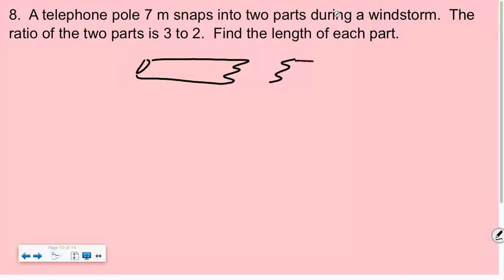Here's my telephone pole. Here's the dead wires here. Careful not to touch them. I guess they're not dead. They're still alive. Okay.